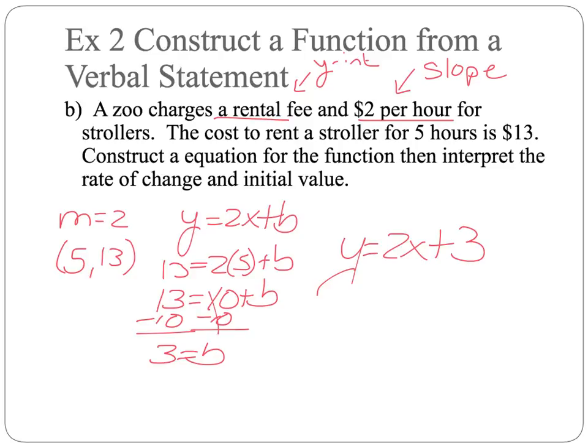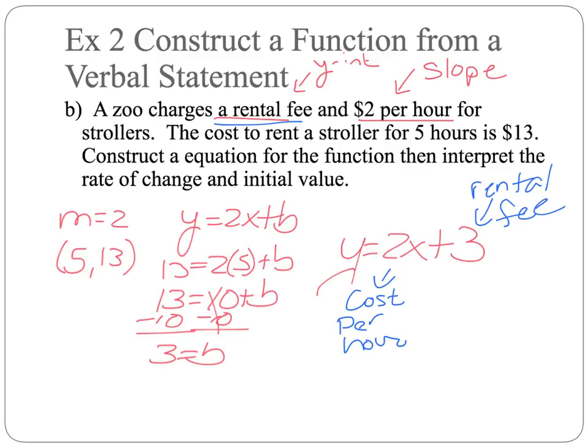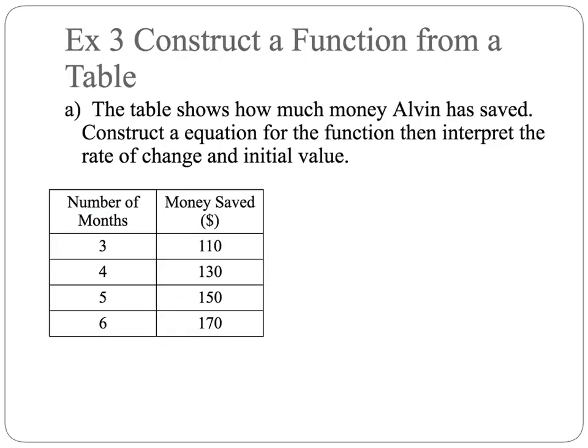Because of the labeling we did when we first started reading the problem up here, we should be able to pretty easily identify what our slope and our y-intercept represent. Our slope is the cost per hour. And our y-intercept, it told us right in the problem, it's our rental fee. You don't want to write starting amount because we know a little bit more information. We know that the starting amount is actually going to be just the rental fee. So you want to put in as much detail as you possibly can.